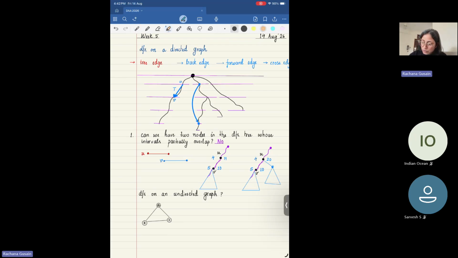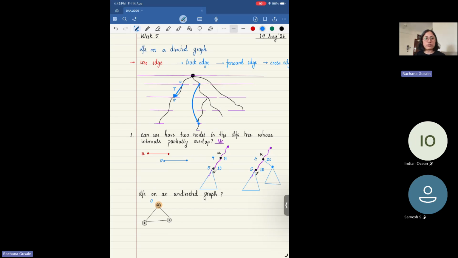So I will first visit A. And at what time I'm visiting this? I'm visiting this at time 0. Okay. Then I'll go and see if there are neighbors of A which are not yet explored. So there are two neighbors, B and C.